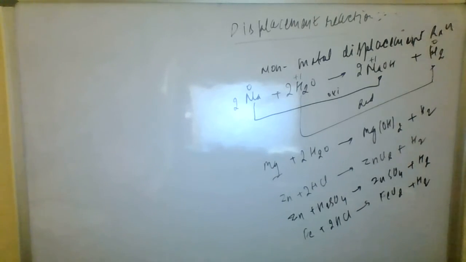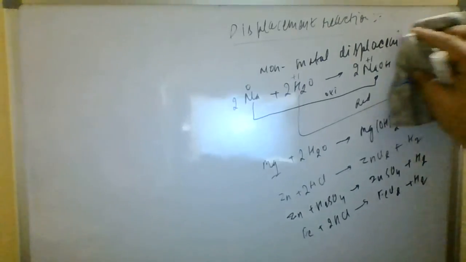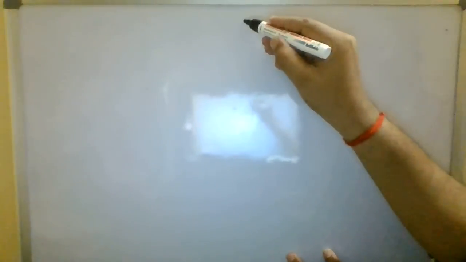Now, the next very important type of redox reaction is known as the disproportionation reaction. Let us understand the meaning of disproportionation reaction. If the same element is oxidized and reduced, then this concept is known as disproportionation reaction. So this is the last type of redox reaction.